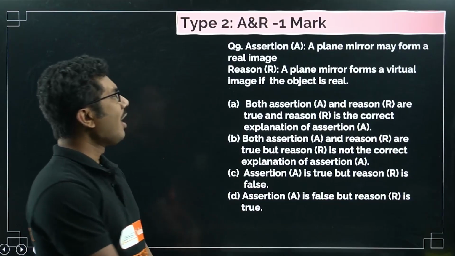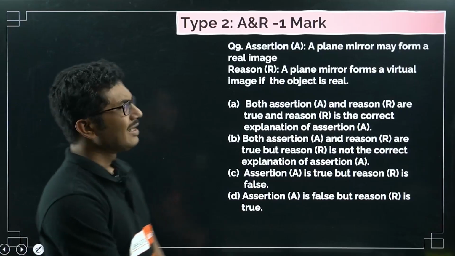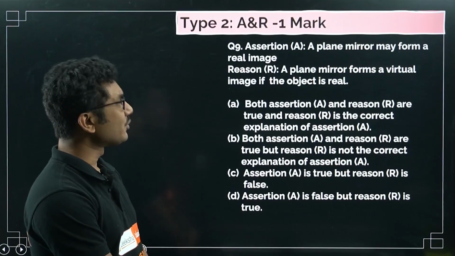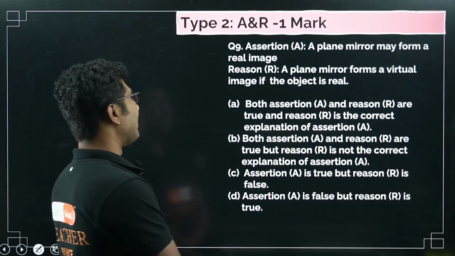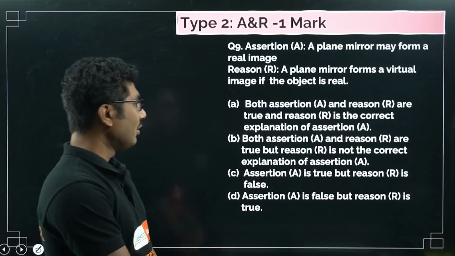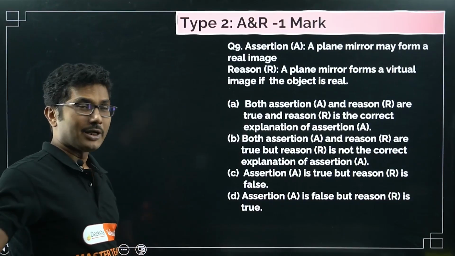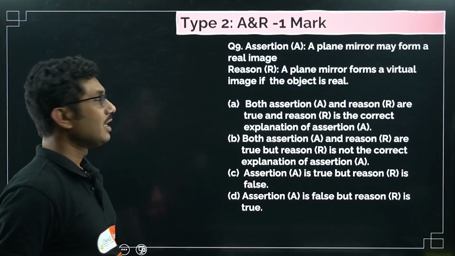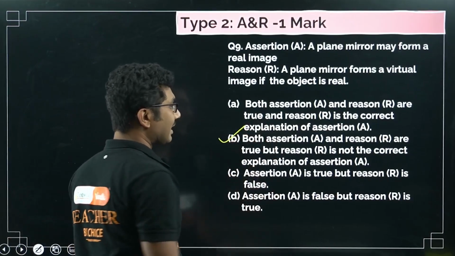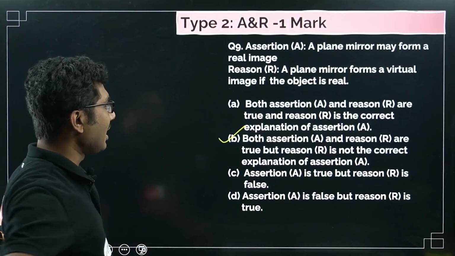Okay, so "a plane mirror may form a real image" is partly correct, not 100% correct. For a virtual object, a plane mirror can form a real image. So both are correct. Obviously, for real objects, a plane mirror will form a virtual image. So both assertion and reason are correct, but the reason is not the correct explanation for the assertion.